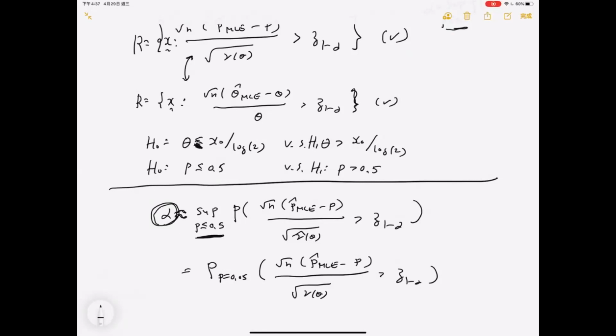That means you have different p in the null hypothesis. Oh, okay. You're only choosing the worst one to do the testing. I see. You know what I mean? Yeah. I see. That makes sense. Okay, thank you.